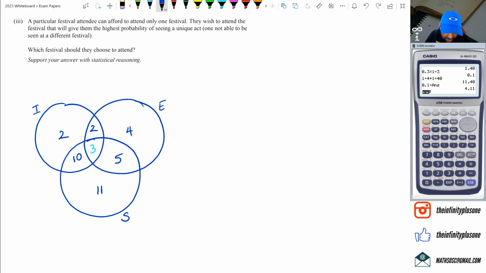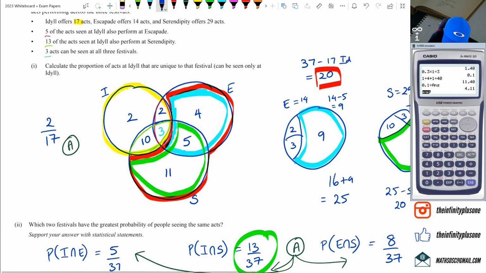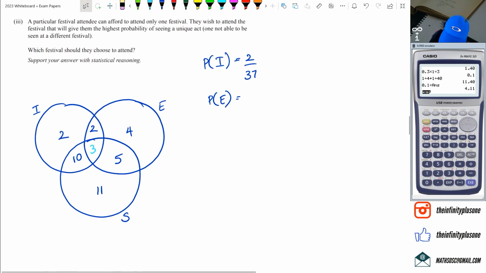So part 3 of this question is: a particular festival attendee can only attend one festival, which is going to give them the highest probability of seeing a unique act. If we have a look at the probability of Idle with unique, you're going to have 2 out of 37. The probability of Escapade was 4 out of 37. And then finally, the probability of Serendipity just on its own is going to be 11 out of 37.